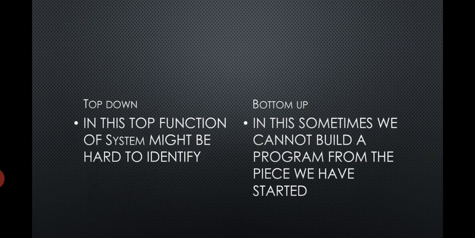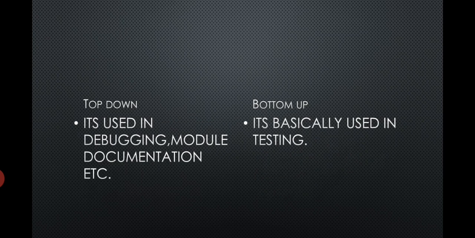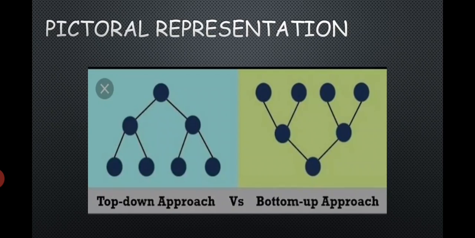In top-down, the function of the system might be hard to identify, whereas in bottom-up, we cannot build a program from the single component that we started with, because we are integrating several components into a single program. Top-down is used in debugging and module documentation, etc., for the design of programs, whereas bottom-up is used for testing the programs and the working of the codes. This is a pictorial representation of a top-down approach and a bottom-up approach.